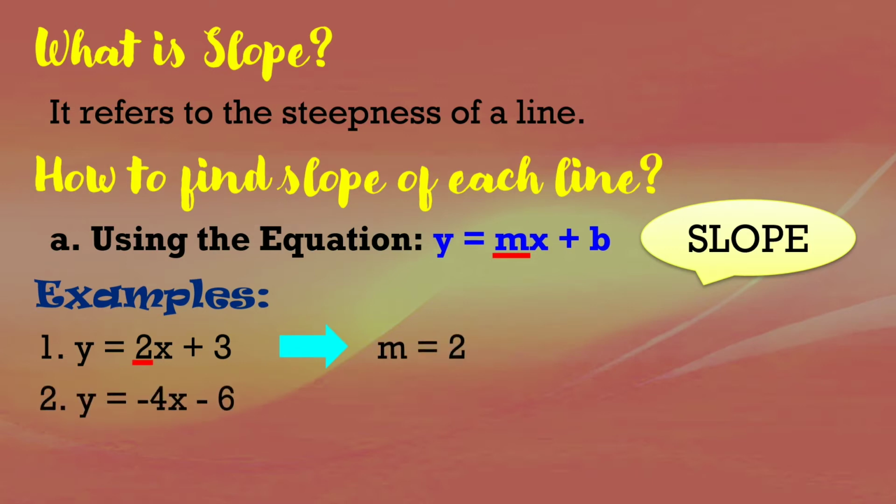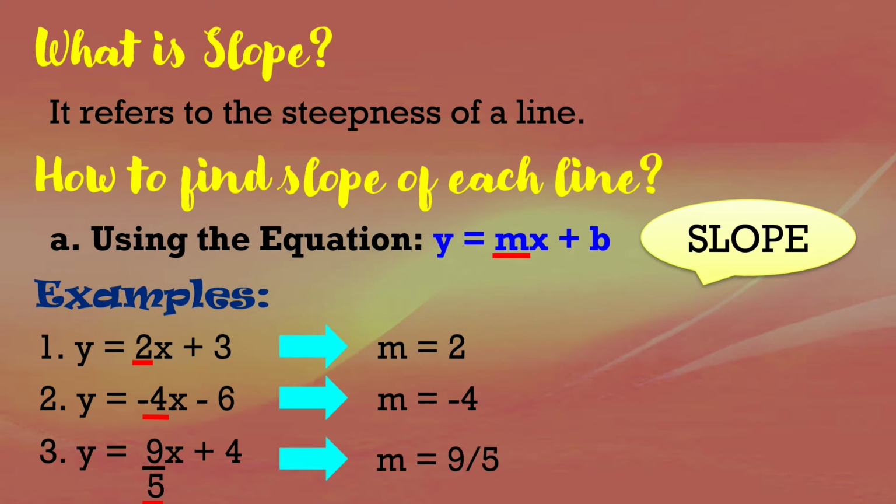So, number 2, y equals negative 4x minus 6. So, yung katabi ni x, which is negative 4, siya yung ating slope. Number 3, y equals 9 over 5x plus 4. So, yung katabi ulit ni x, which is 9/5. So, siya yung ating slope. So, kapag naka-slope-intercept form, madali na nating makuha si slope kasi siya lang yung laging katabi ni variable x.